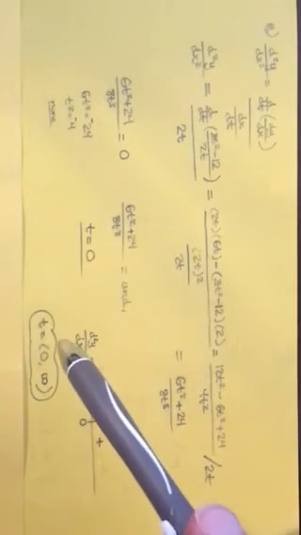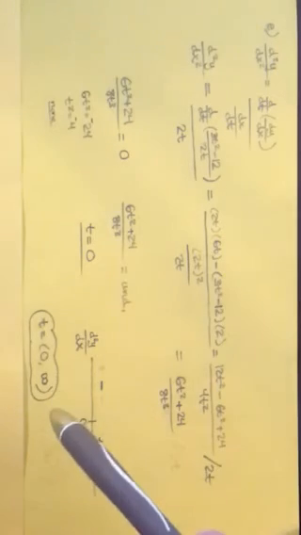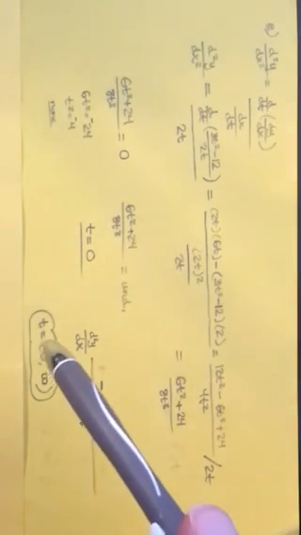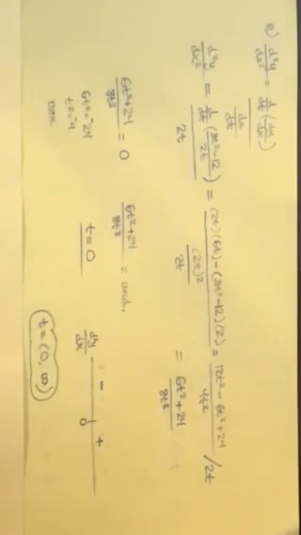So our answer is t is greater than 0. In interval notation, that's going to be parentheses 0, comma, infinity.